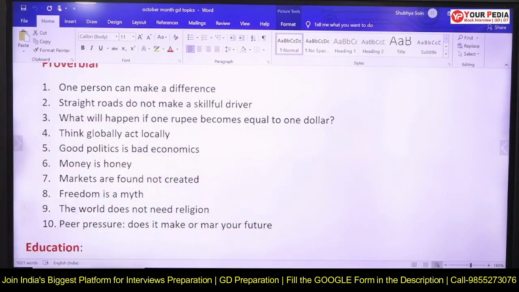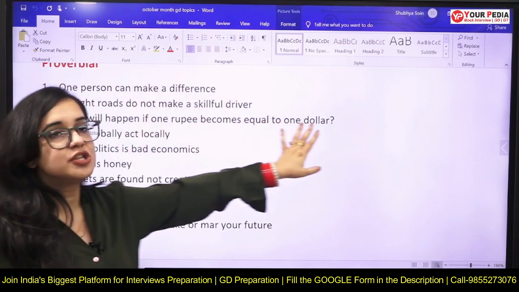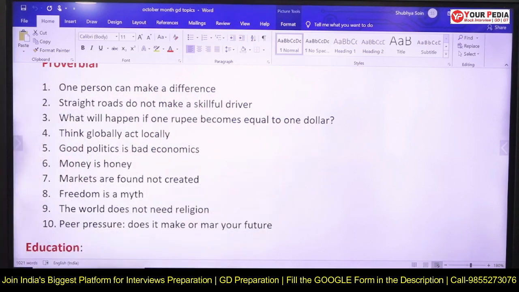One person can make a difference. Straight roads do not make a skillful driver. What will happen if 1 rupee becomes equal to $1? So here it is like an abstract: a situation is given to you and you just have to think about it.